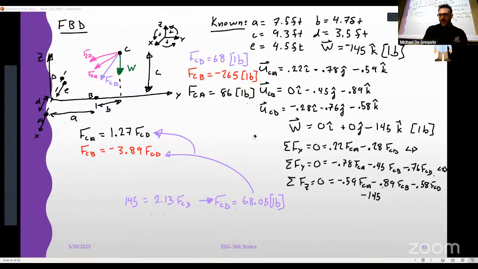So, questions on that part of the problem? Yeah, Colin. Yep. You got to isolate one variable, solve for that variable, and then you go back and you plug that variable in to get the other two forces.